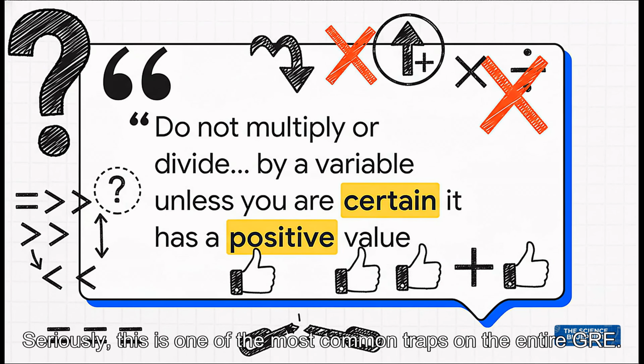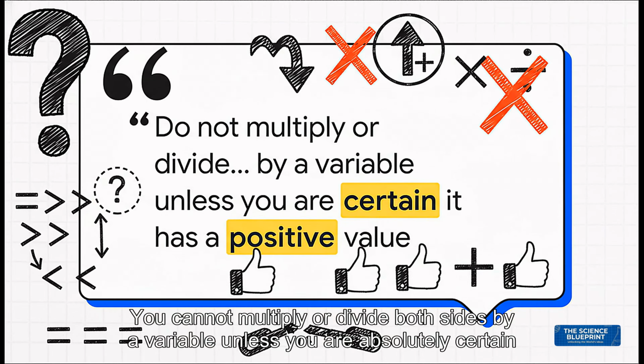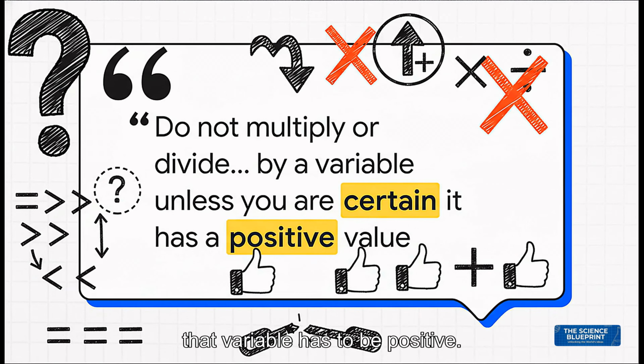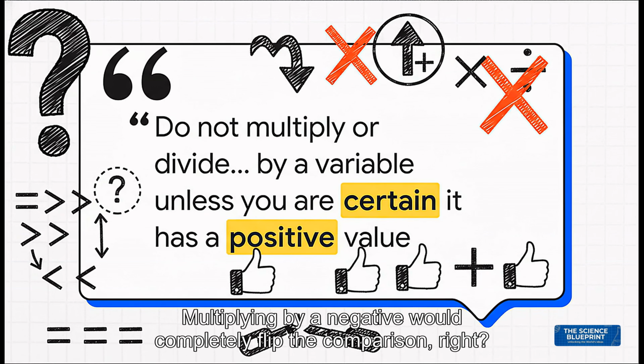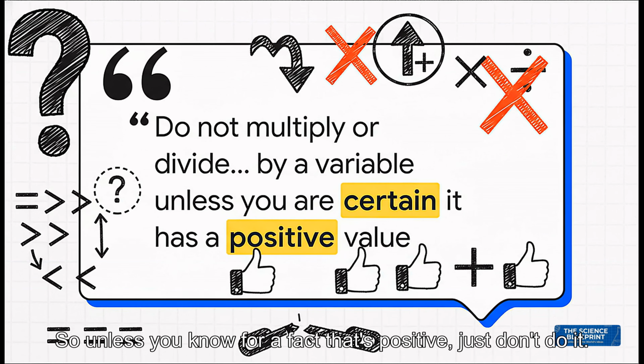Seriously, this is one of the most common traps on the entire GRE. You cannot multiply or divide both sides by a variable unless you are absolutely certain that variable has to be positive. Why? Well, think about it. What if that variable x, or whatever, is a negative number? Multiplying by a negative would completely flip the comparison, right? So unless you know for a fact it's positive, just don't do it.